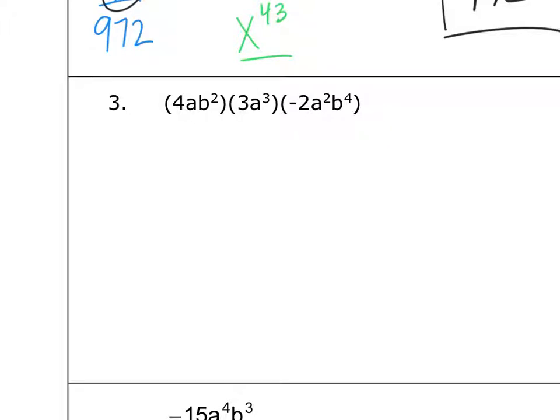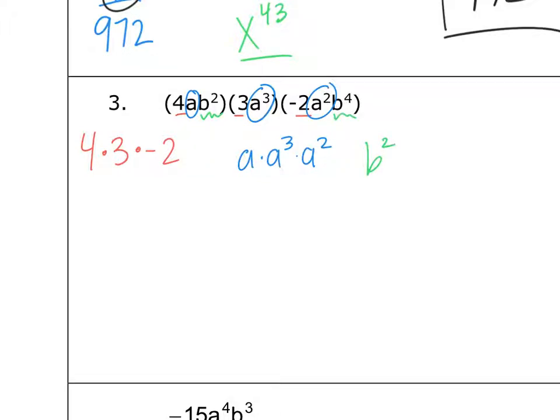Problem 3, this is all multiplication. I know that it's multiplication because there's no signs shown. So 4, 3, and -2 are going to be multiplied. For my A's, I have A, A3, and A2. And B's, I have B2 and B4. Big numbers are normal numbers, so I'm going to type it into my calculator exactly like I see it. 4 times 3 times -2, and it tells me -24. Now remember, big normal negative numbers are fine, so I don't have to freak out about the -24.